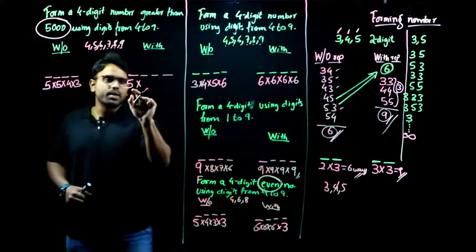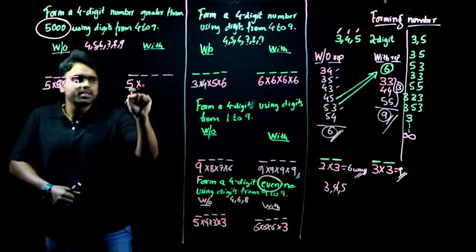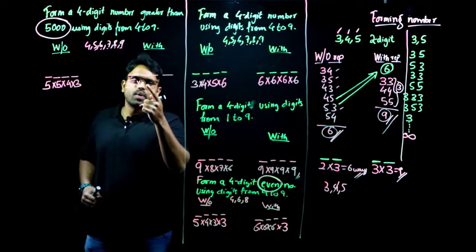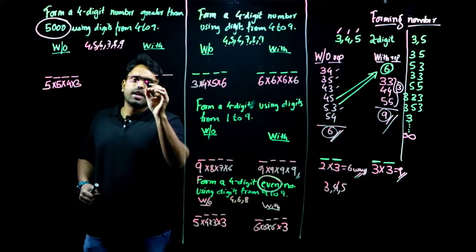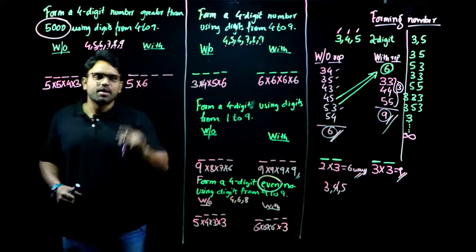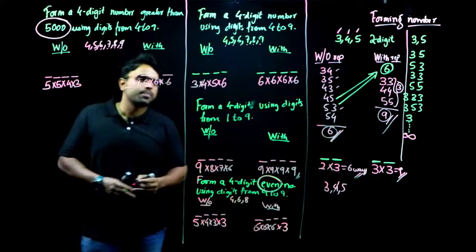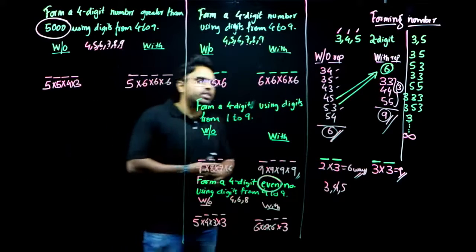Now come to me here. I can fill the thousands place in how many different ways? 5 different ways. Next one, in how many different ways can I fill it? I can again fill it in 6 different ways. Why? Because I can use the number that I've used here. So 6 into 6 into 6.